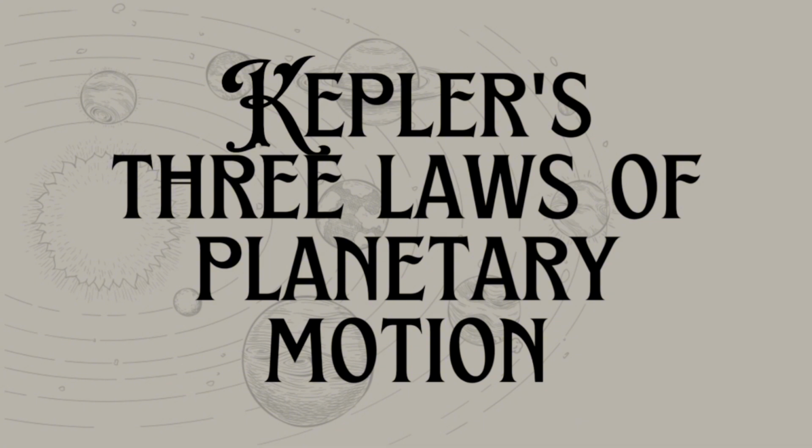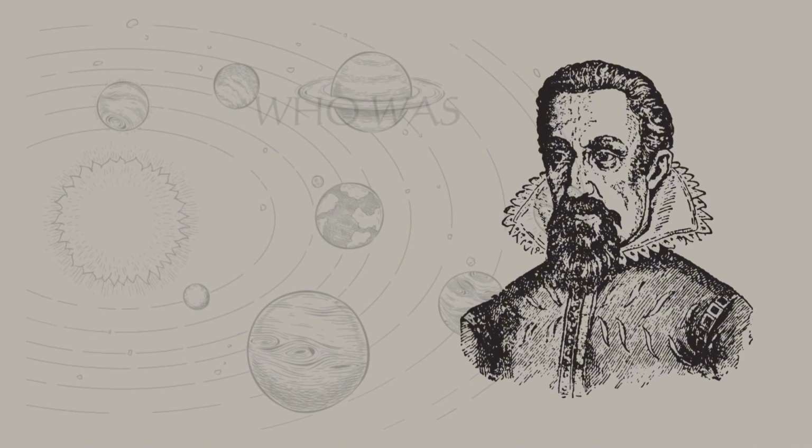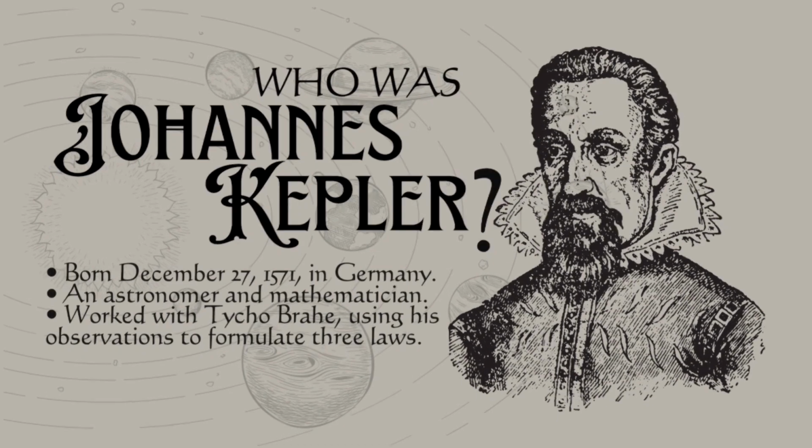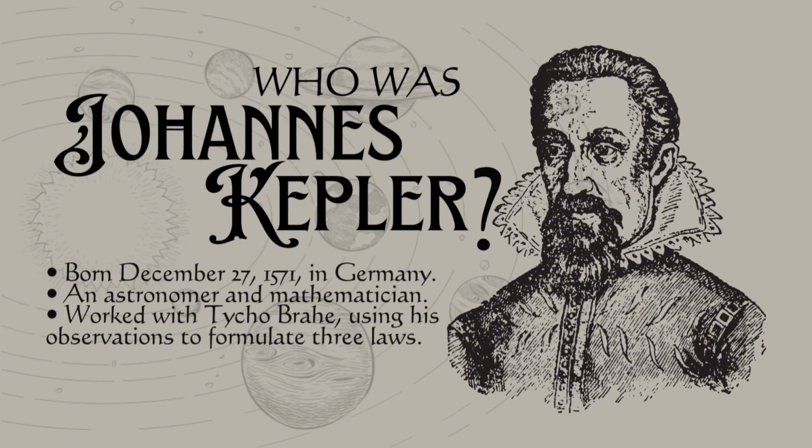But before we dive in, have you ever wondered who Johannes Kepler was and why his laws are important? Johannes Kepler was born on December 27, 1571, in Germany. He was an astronomer and mathematician. Despite having a difficult life, he made important discoveries about the universe. He worked as an assistant to Tycho Brahe, a famous astronomer of the time. And from Brahe's observations, Kepler formulated his three laws, which provided a new perspective on our solar system.